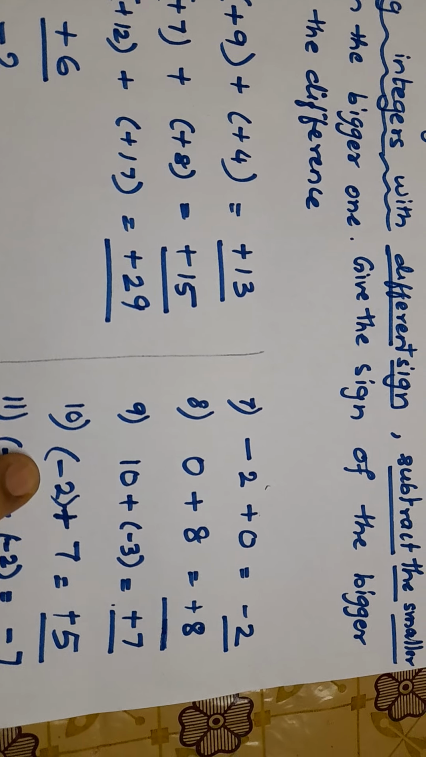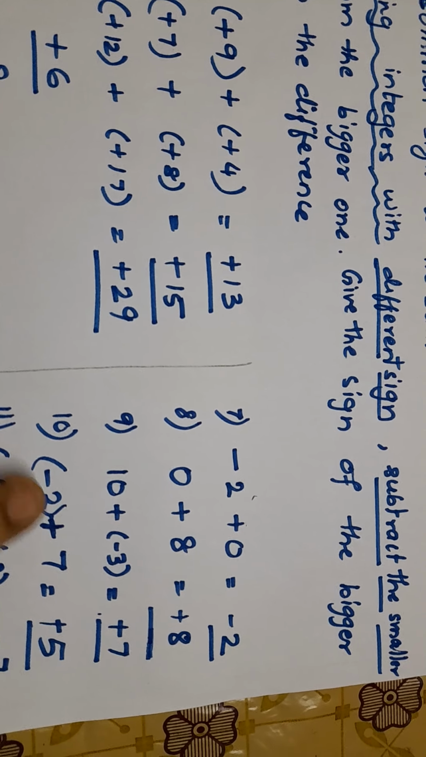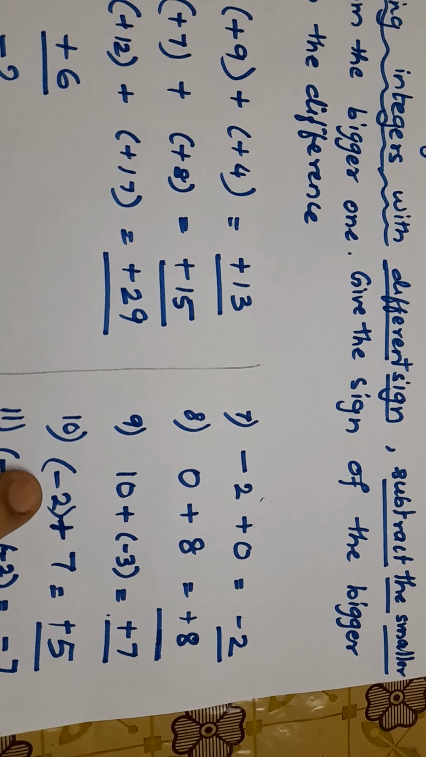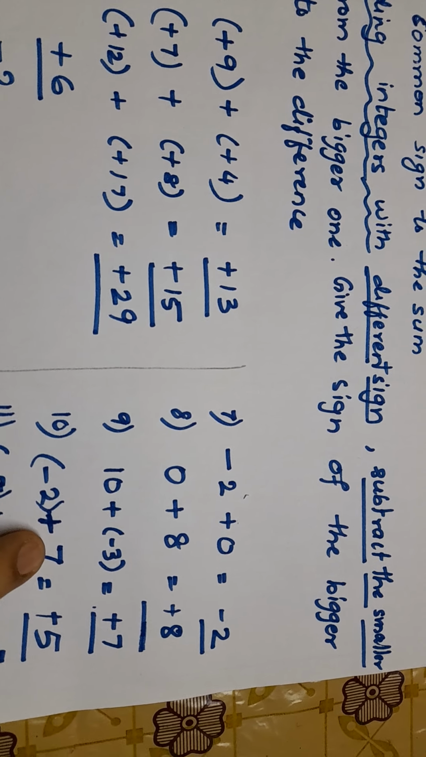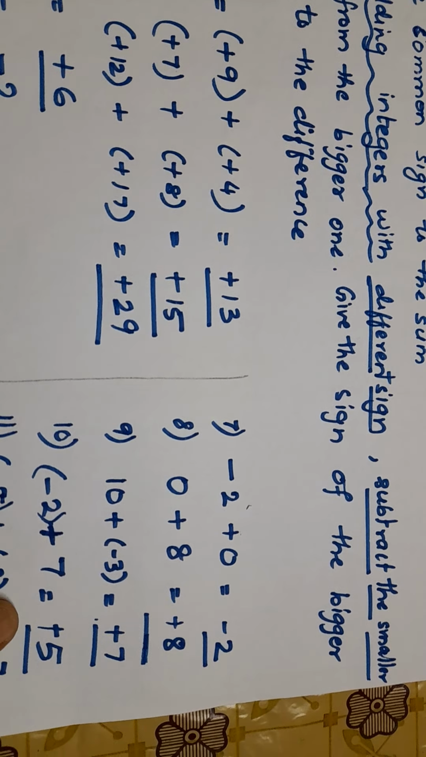Here, minus 2 plus 7. Again different sign is there. So you have to subtract the smaller number from the greater one. 7 minus 2 is 5. And then you will put the sign of the greater number. Sign of the greater number is plus. So the answer is plus 5.